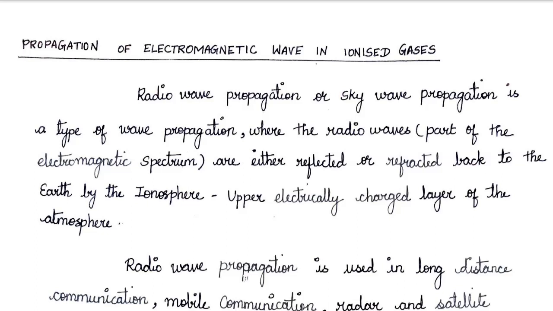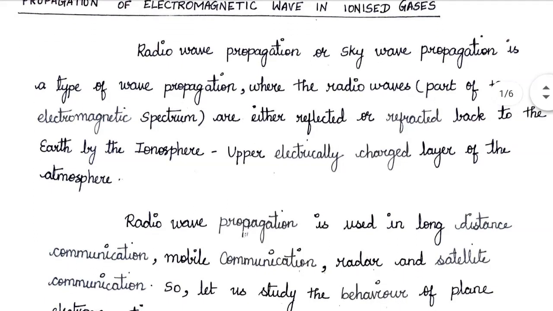We would have heard about radio wave propagation. A radio wave propagation or a sky wave propagation, which is usually referred to as skip, is a type of wave propagation where the radio waves sent from the Earth's surface are either reflected or refracted back to the Earth's surface by the ionosphere region of the Earth's atmosphere.